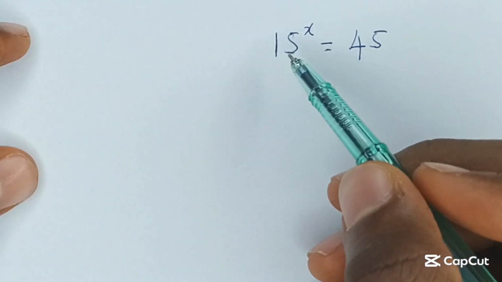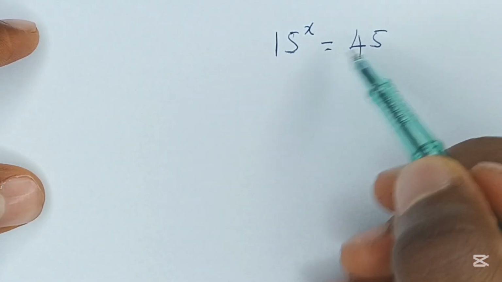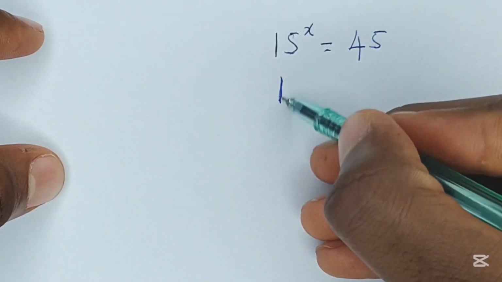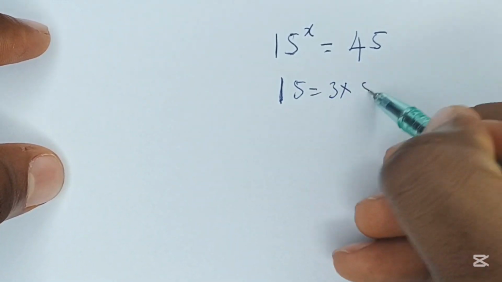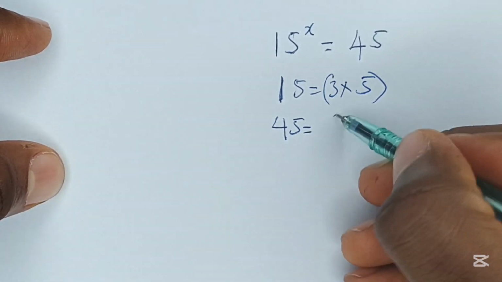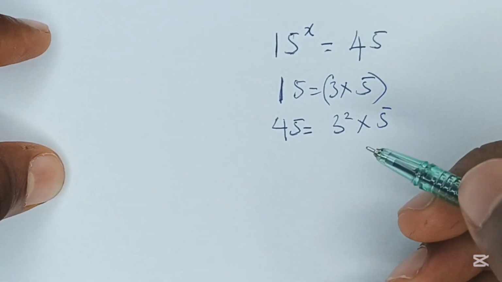Let's solve this together. It says 15 to the power of x is equal to 45. How do we solve this? First things first, we can express 15 to be equal to 3 times 5. And then 45 we can express to be equal to 3 squared times 5.